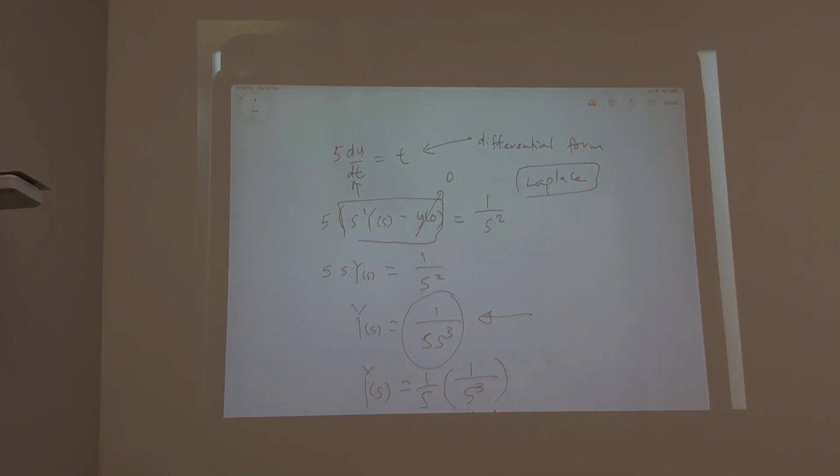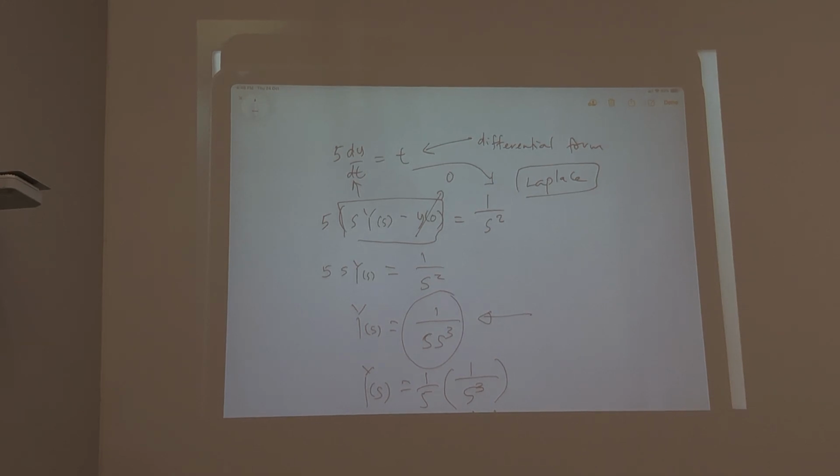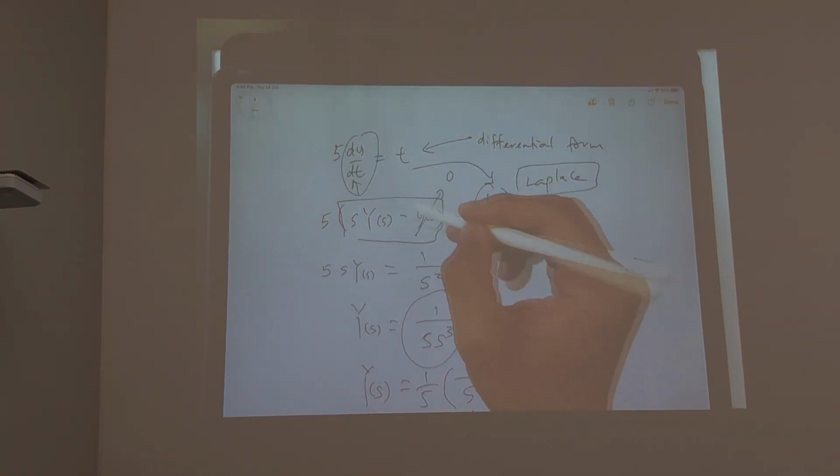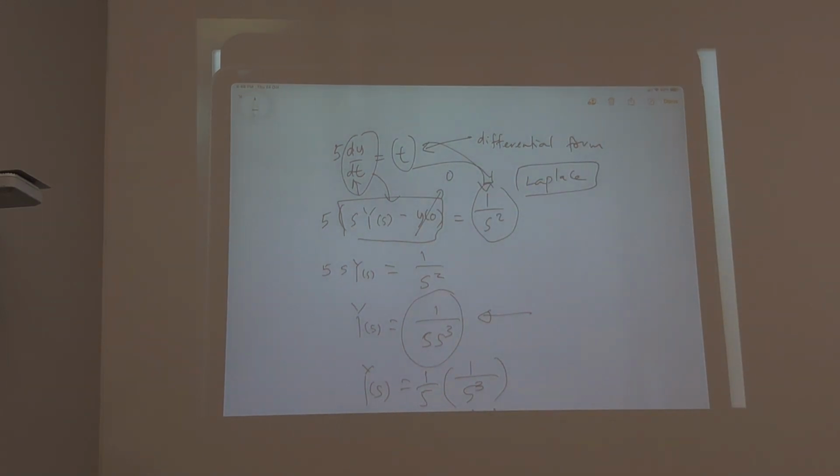And the second part of this one comes from t. If I look at this table, t, which is this one, after transform becomes 1 over s power of 2. So I have 1 over s power of 2, which is this one. So this one becomes this.